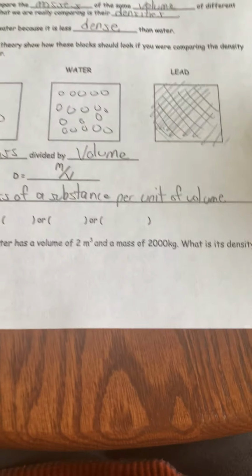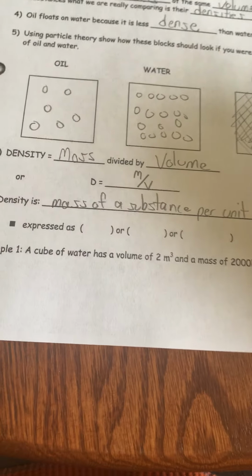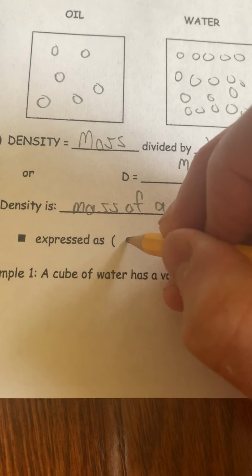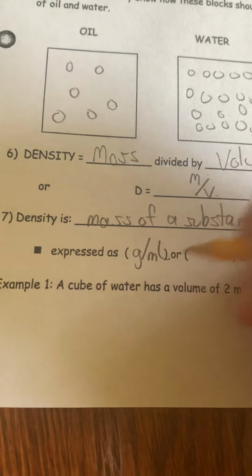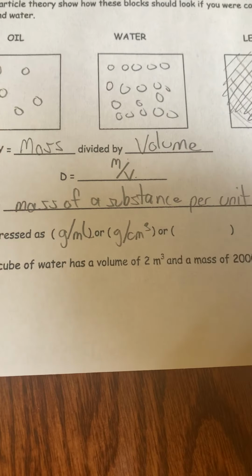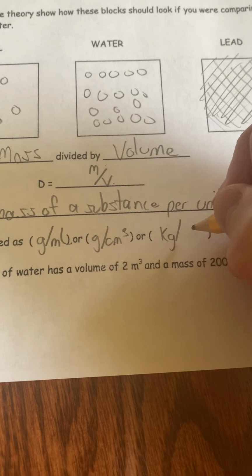The way we usually express that then is, you guys are used to seeing things like grams or milliliters or centimeters cubed, but because density is a measurement of mass and volume, we measure it as something like grams per milliliter, or grams per cubic centimeter, or kilograms per cubic meter.